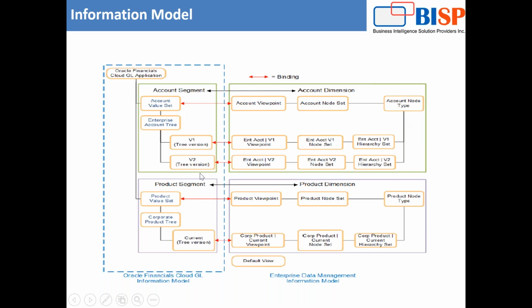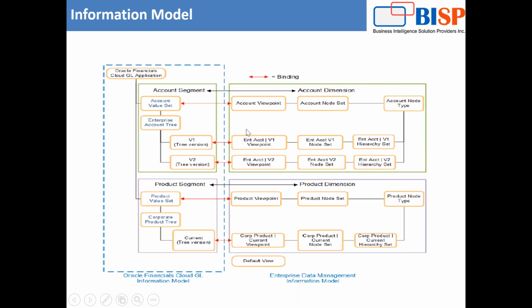But if you are registering a tree structure, then the hierarchy set comes in. The account node type will be the same, and that account node type will be used in the hierarchy set. The node set will point to the same hierarchy set, and a viewpoint will be created. So the account node type is common, the hierarchy set changes based on your tree version, the node set changes based on your hierarchy set for the tree structure, and there is a separate node set for your value set as well. And the viewpoint also changes.